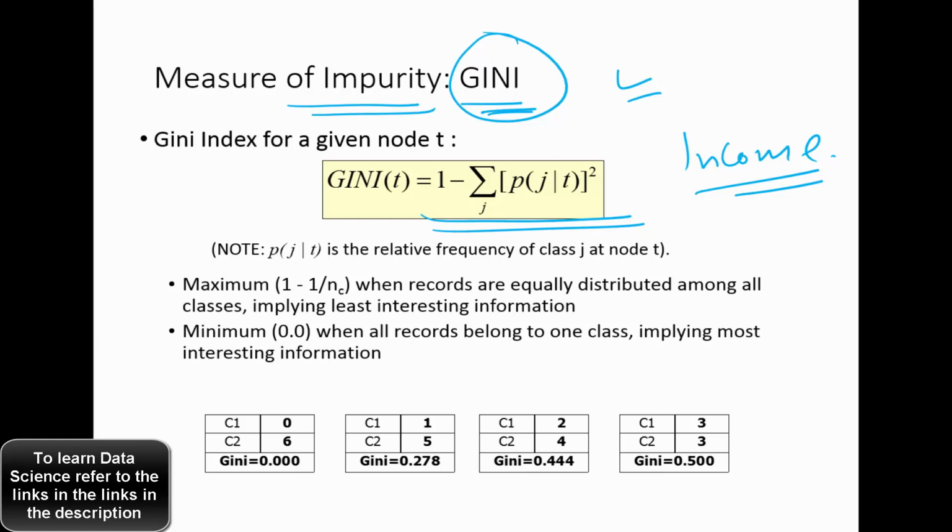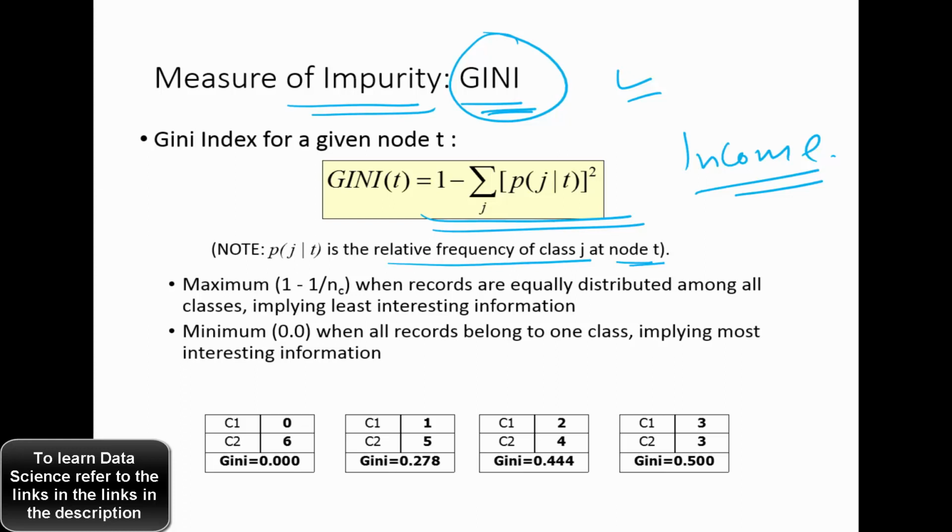So it's 1 minus the summation of p j given t, whole square. That's the relative frequency of class j at node t. You just square that and sum it across all classes, and subtract it from 1, and you get the Gini index. And we'll see how to calculate a Gini index. So here is an example.